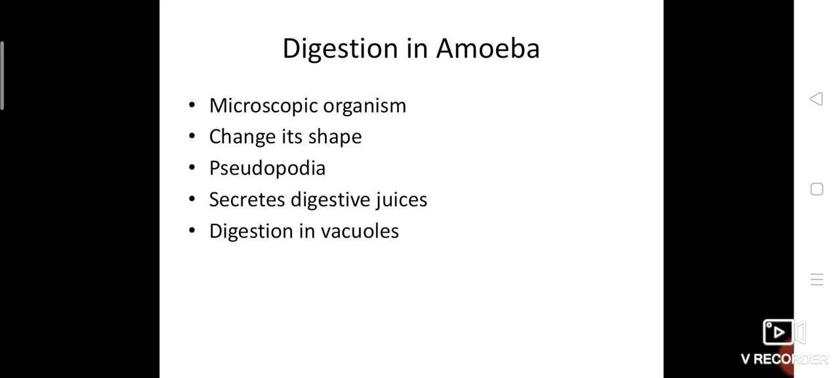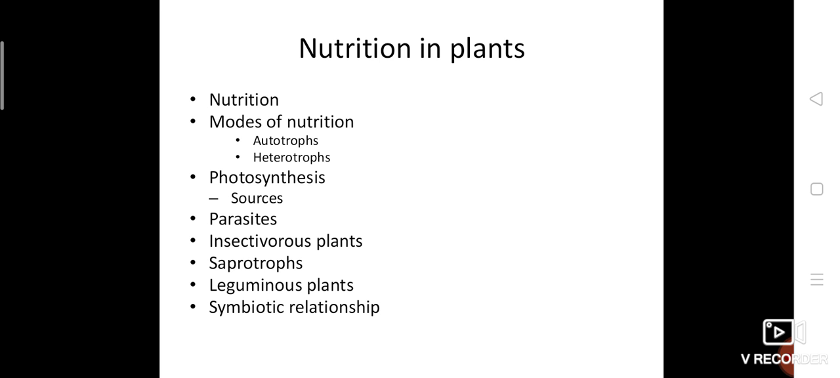And when we talk about digestion in amoeba, it is a microscopic organism because they are very small. We can't see with our naked eye. We can see only with the help of a microscope. And it can change its shape. And they have false legs called pseudopodia. And they secrete some digestive juices for the digestion. And digestion takes place in vacuoles.